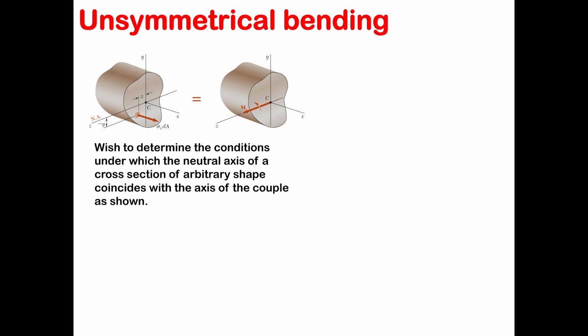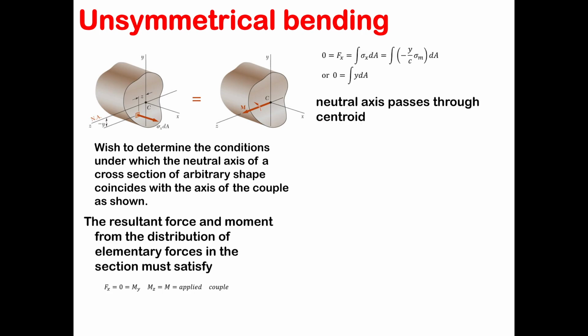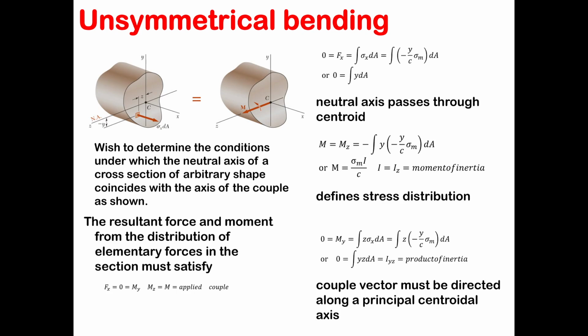If you wish to determine the conditions under which the neutral axis of a cross-section of an arbitrary shape, I'm sorry, I'm just reading. So the first thing you want to do is to take a look back at the symmetrical loading. We are going to have a resultant force, and the moment in one direction is always 0, and the moment in another direction is always the applied couple moment, right? The neutral axis usually passes through the center. We have gone over this. We have covered all of this, right?